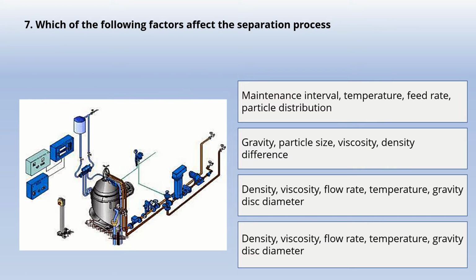Our next question is, which of the following factors affect the separation process? And the options are: maintenance interval, temperature, feed rate, particle distribution, gravity, particle size, viscosity, density difference; density, viscosity, flow rate, temperature, gravity, disk diameter. And the correct option for this question is density, viscosity, flow rate, temperature, gravity, disk diameter.